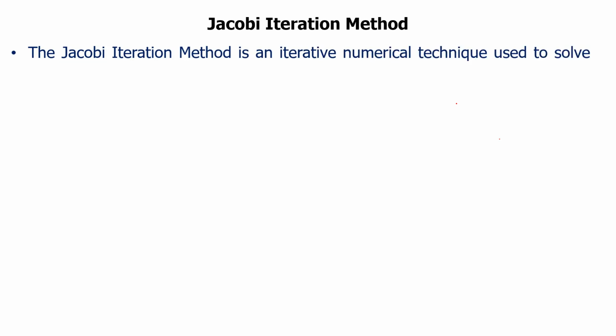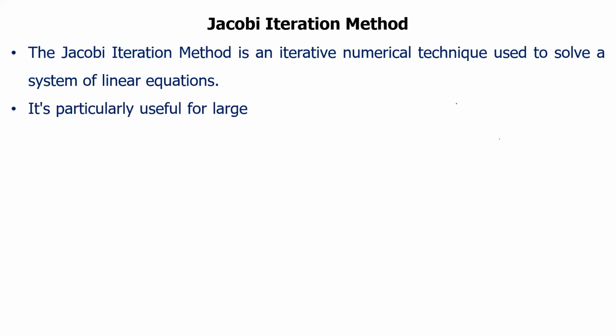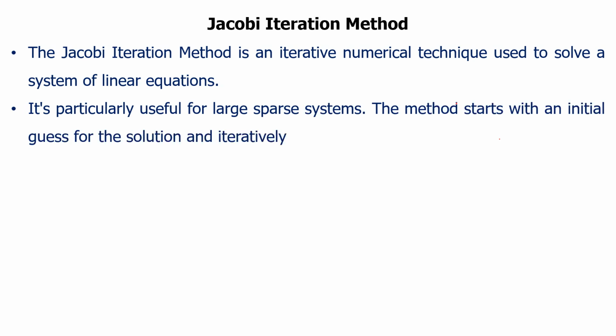So today we discuss two iterative methods which are used to solve a system of linear equations. The first one is the Jacobi iteration method. The Jacobi iteration method is an iterative numerical technique used to solve a system of linear equations. It's particularly useful for large sparse systems. The method starts with an initial guess for the solution and iteratively refines it.